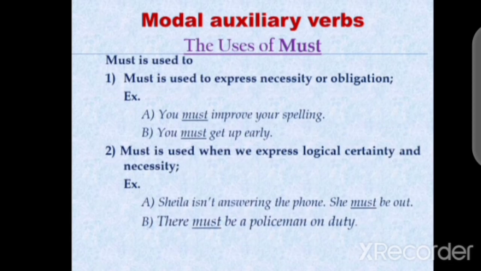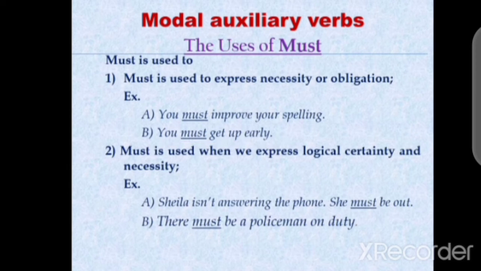Here is another modal auxiliary verb. The first use of must is to express necessity or obligation. For example, you must improve your spelling. So this example tells about necessity of improving spelling. And another example is telling about obligation. It means you must get up early.